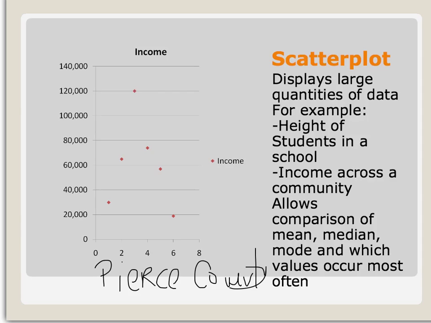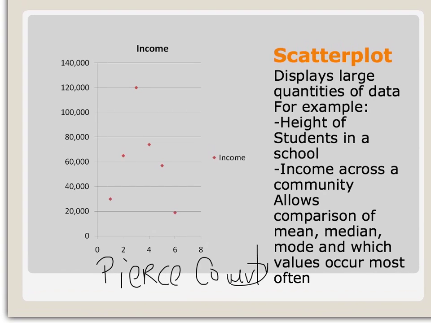And then we can see where there are groups of data. What number of families has the highest income? What number of families has the lowest income? You can easily compare the average income, what income occurs most frequently, things like that. And again, this is not something that we will use very often, but it is important and valuable to know how it works.